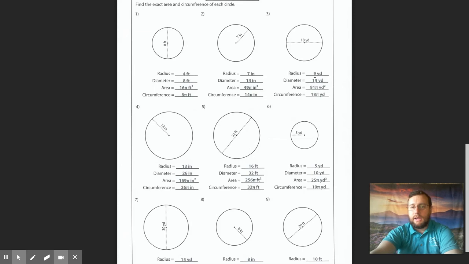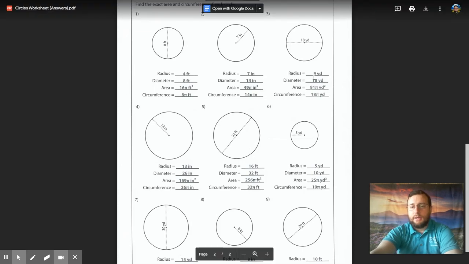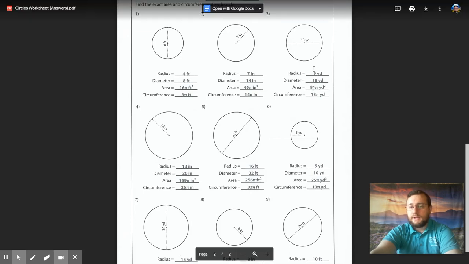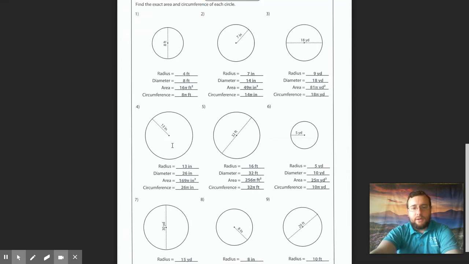So radius was 9 here, so the diameter is going to be 18. Area is 9 times 9 times pi, so 81 pi, and circumference is just 18 times pi. Area of this one is going to be radius squared, which is 13 times 13, so 169 pi. And then the circumference would be 13 times 2, which is 26 times pi, so 26 pi.